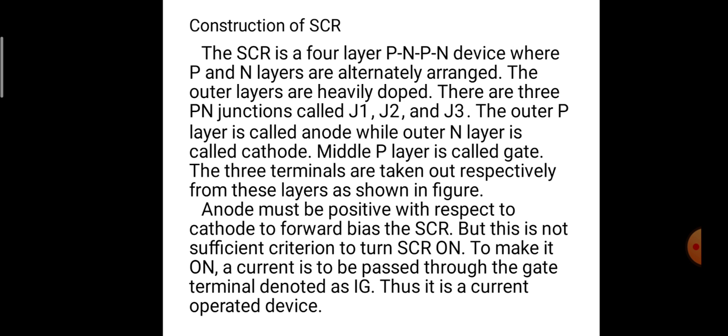Anode must be positive with respect to cathode to forward bias the SCR, but this is not a sufficient criterion to turn SCR on. To make it on, a current is to be passed through the gate terminal denoted as Ig. Thus, it is a current operated device.